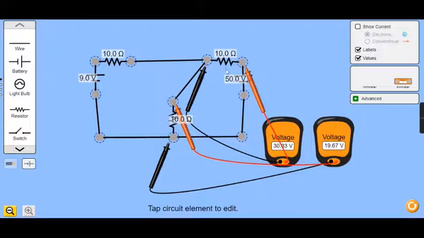So E2 is equal to V2 plus V3. So 50 volts is equal to the voltage drop across these 2 resistances. The voltage across these 2 resistances is 30.33 plus 19.67. So in total we get 50 volts. The voltage drop across these 2 resistances is 30 plus 19, we get 50 volts.